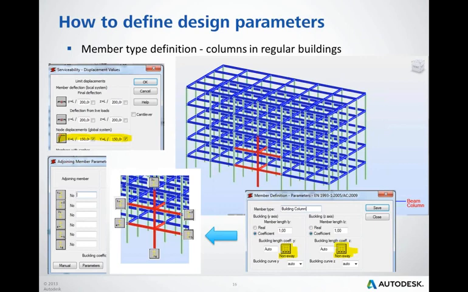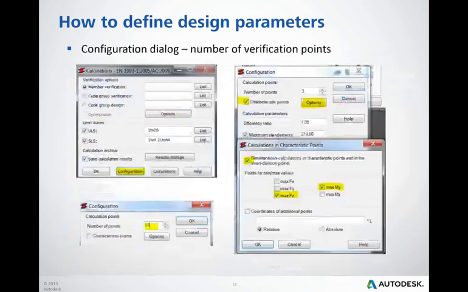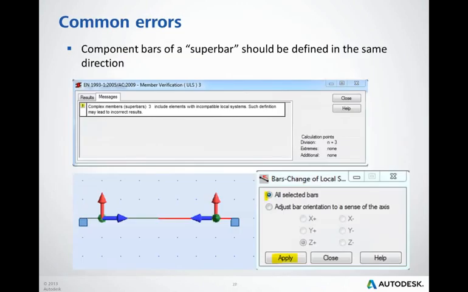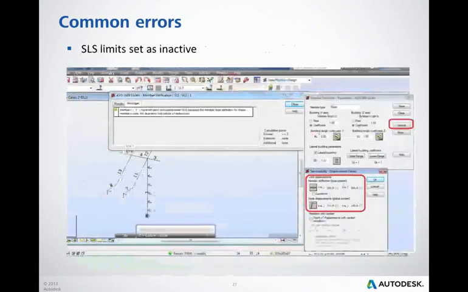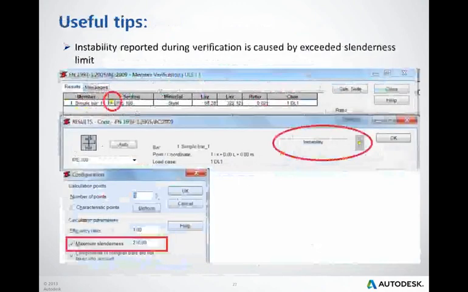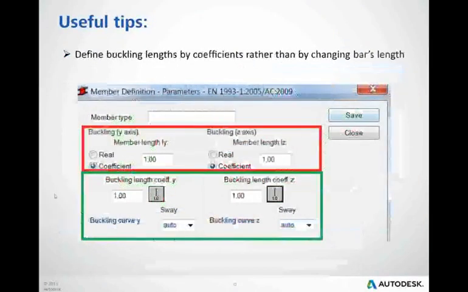This is exactly what I indicated in the tips: you should not play with member element length to define buckling parameters. So if your beam is divided into three elements, you should not type that the buckling length of the element in the middle is 3 times larger than its length. You should create a superbar and define the buckling length equal to the length of the bar.